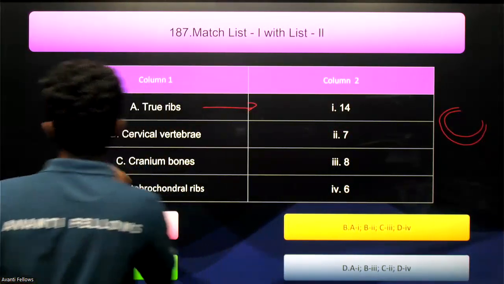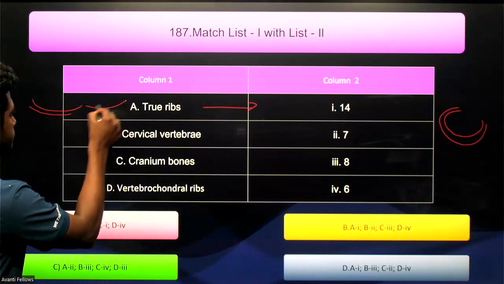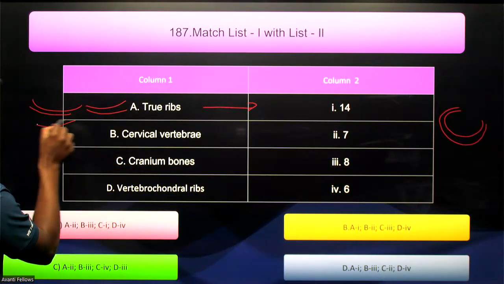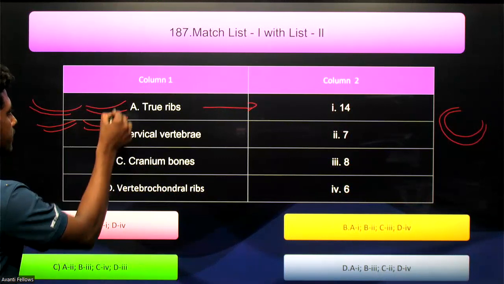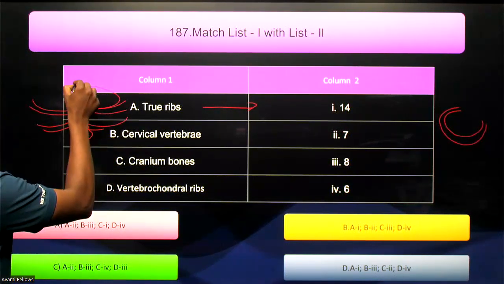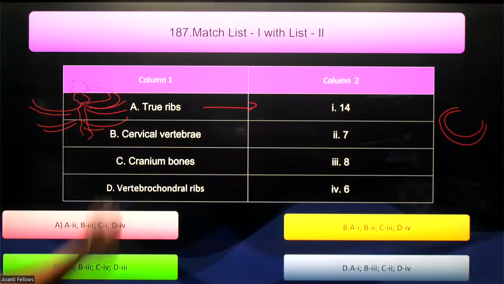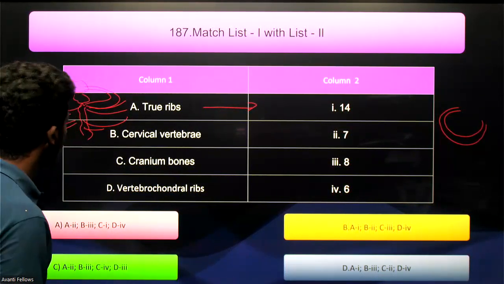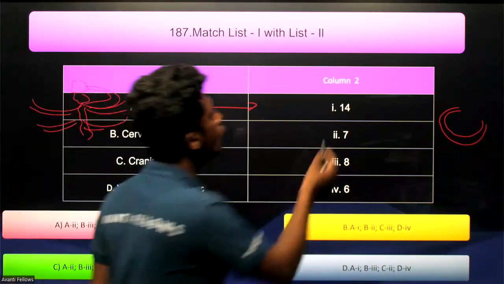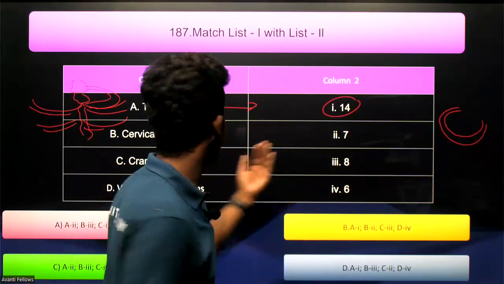For example, if I take the structure of a rib, it's like this, right? Just as a representation, okay? So you can see that on one end it is attached to the sternum, on the other end it is attached to the vertebral column. So these ribs are called true ribs, correct? How many true ribs do we have? We have 14 true ribs. How is it 14? Each side is 7 and 7. 7 twos are 14 ribs.